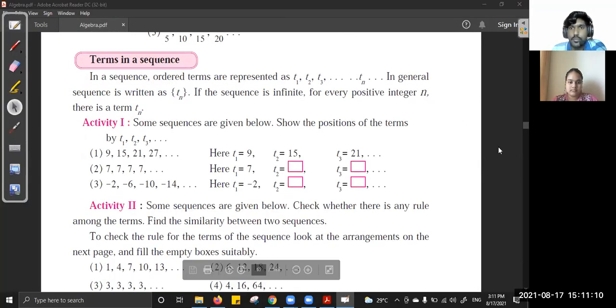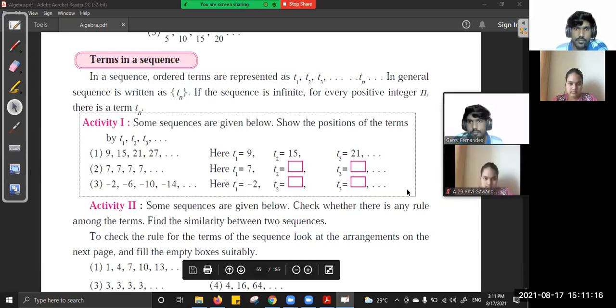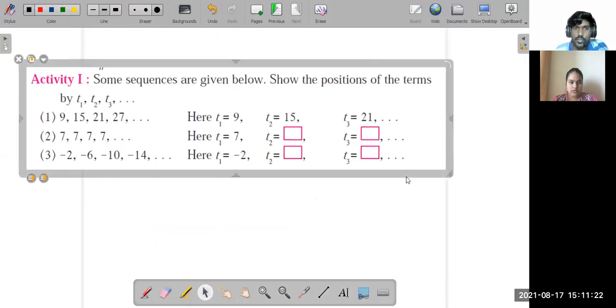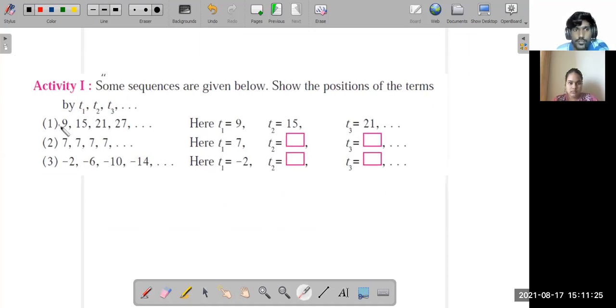Let's do this activity. Since you have understood, this is an easy activity. Some sequences are given below. You have to just show the positions. So you see the first term T1 is 9. Second term T2 is 15, T2 is 7, and T3 is also 7. T2 is minus 6 and T3 is minus 10. So now you know how to denote terms: what is T1, what is T2, what is T3, and so on.